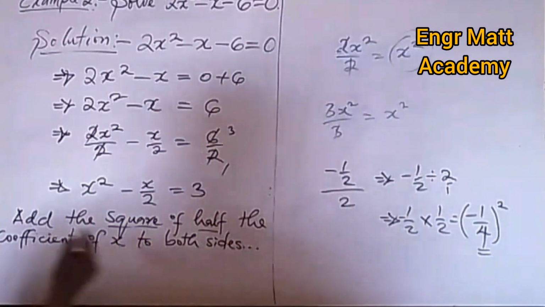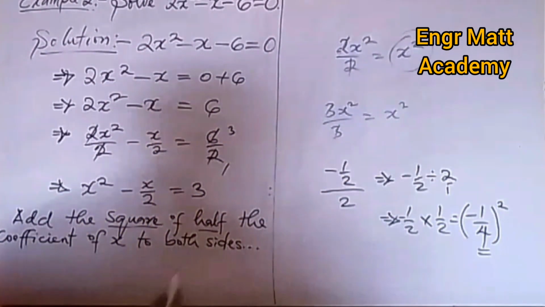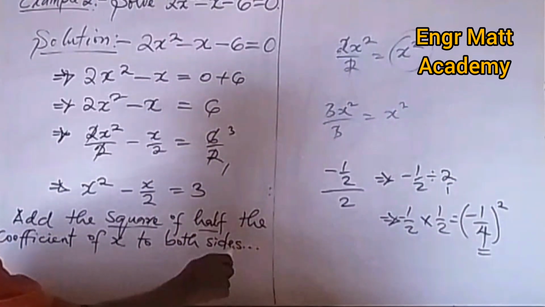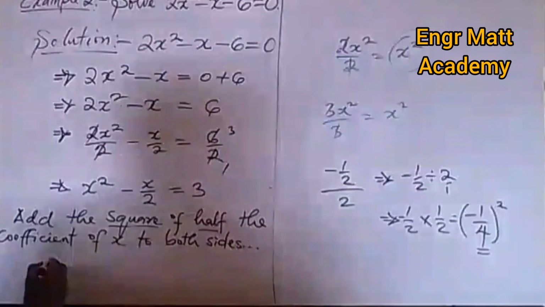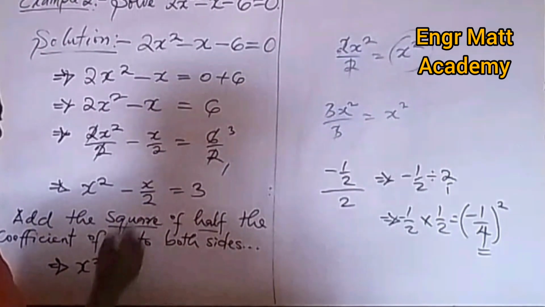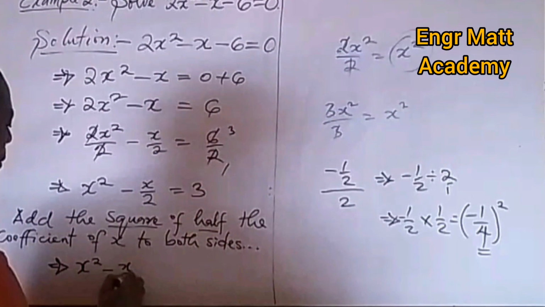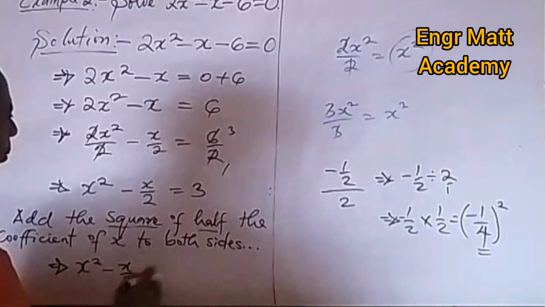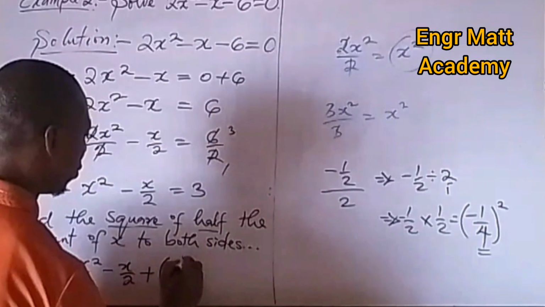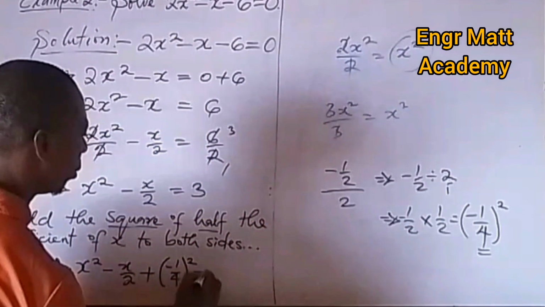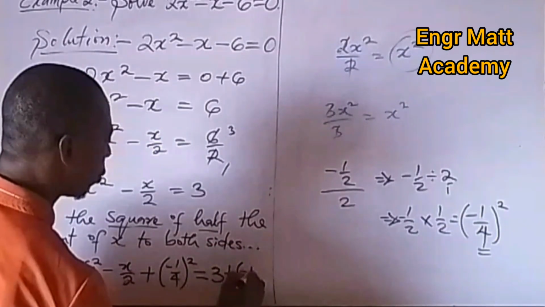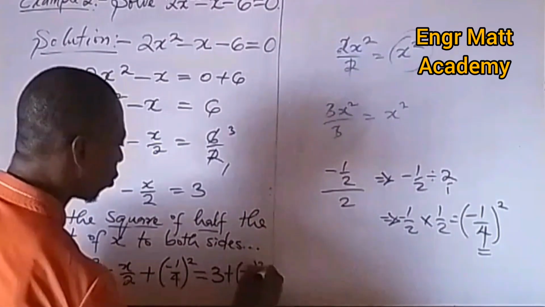What do we do with that? We add it to both sides of the equation. We add that minus 1 over 4 squared to both sides of the equation. That is x squared minus x over 2 plus minus 1 over 4 squared equal to 3 plus minus 1 over 4 squared.